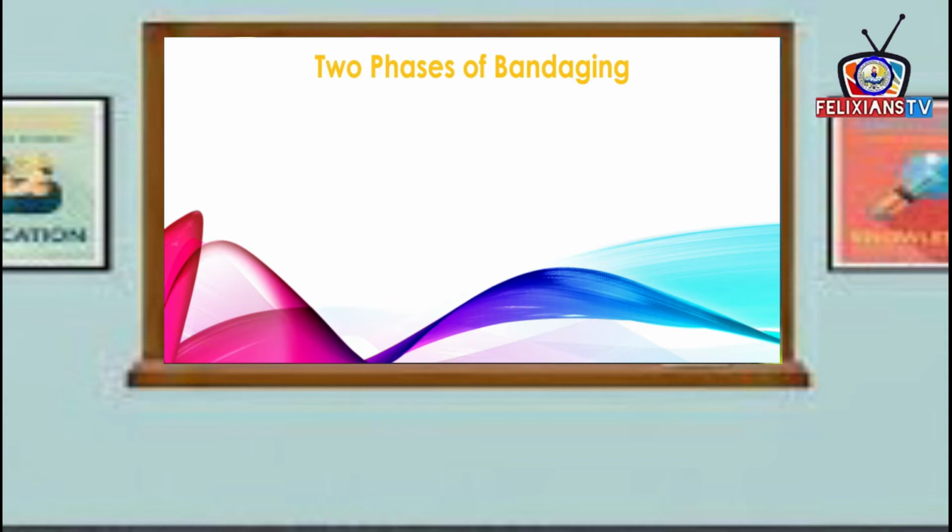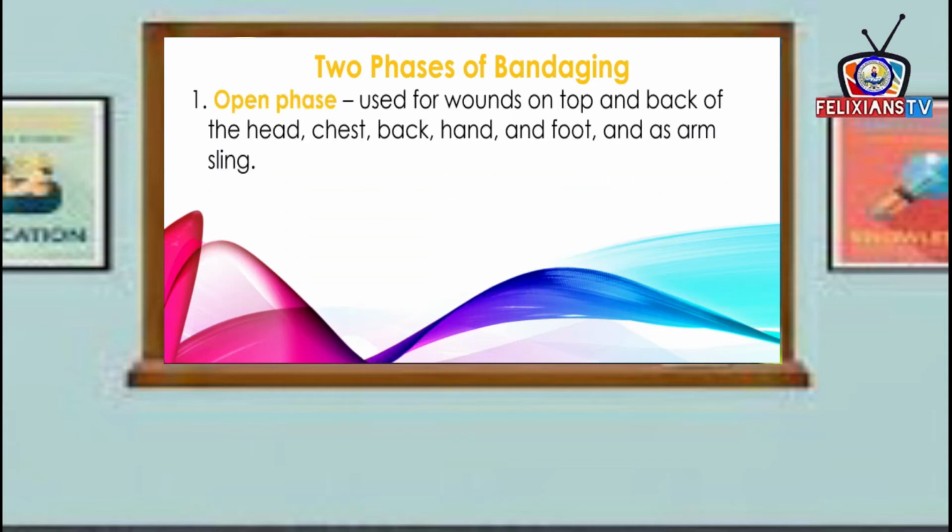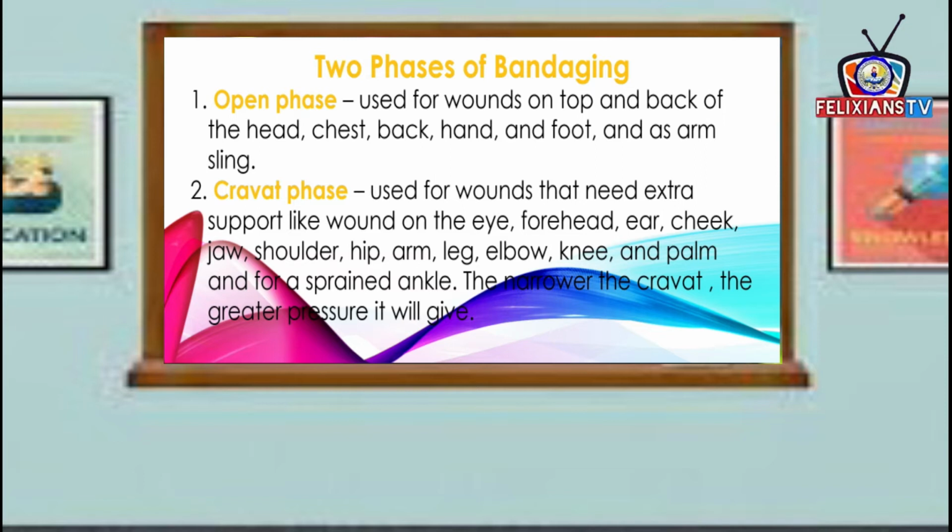Two phases of bandaging. Number 1, open phase, used for wounds on top and back of the head, chest, back, hand, and foot, and as arm sling. Number 2, cravat phase, used for wounds that need extra support like wounds on the eye, forehead, ear, cheek, jaw, shoulder, hip, arm, leg, elbow, knee, and palm. And for a sprained ankle, the narrower the cravat, the greater pressure it will give.